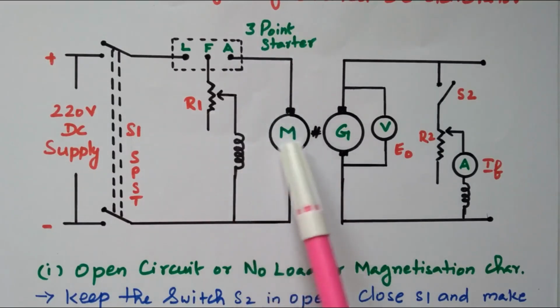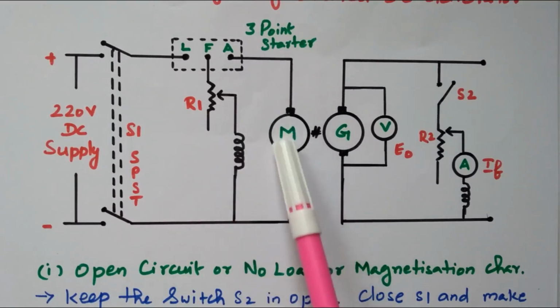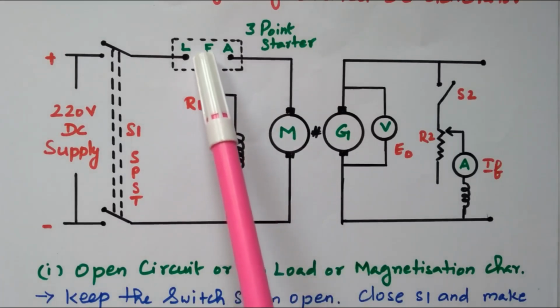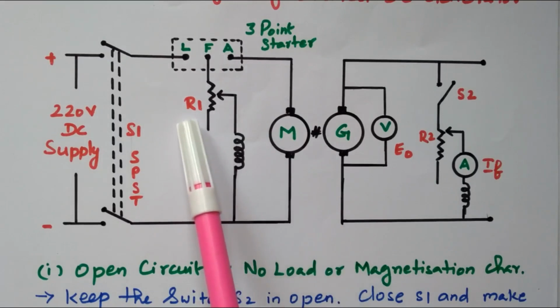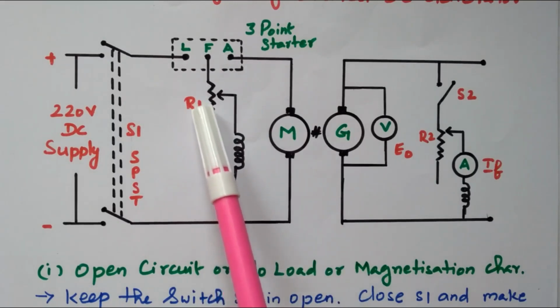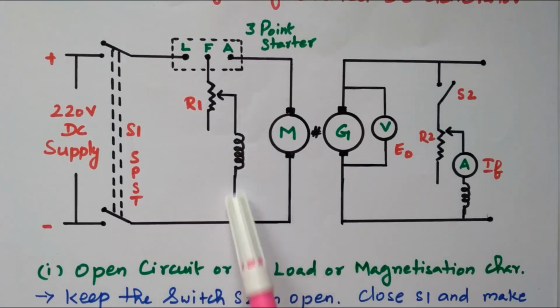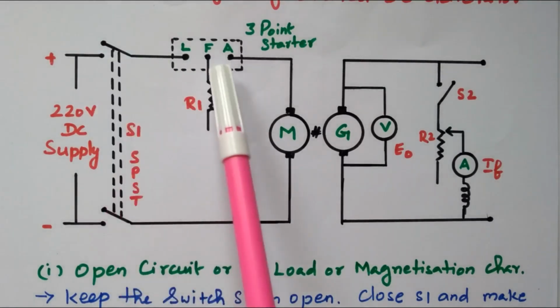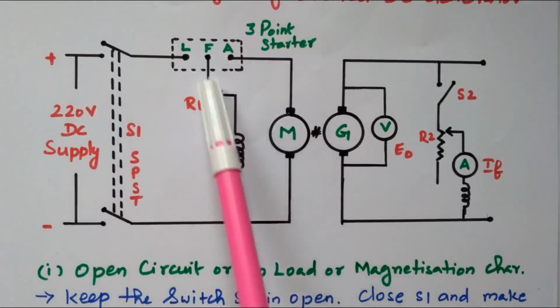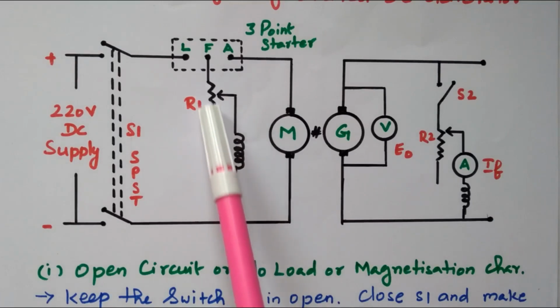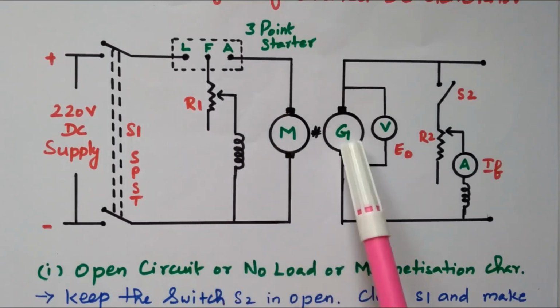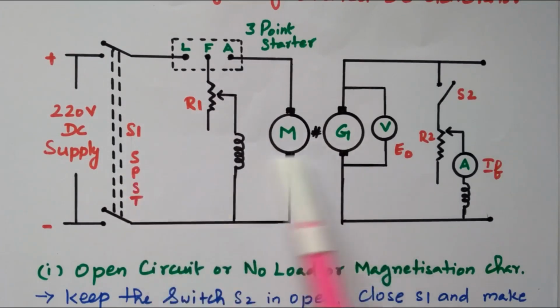So here also we have armature and field. This is the armature, this is the field. The field is connected through this 3-point starter, the point F connected through the resistor R1. So by adjusting this resistor, we can control the current flowing through the field winding of the motor. So in the 3-point starter, L is connected to the line, A is connected to the armature, F is connected to the field winding through the resistor. Right. Now this generator is coupled with the motor, these two sets are available.